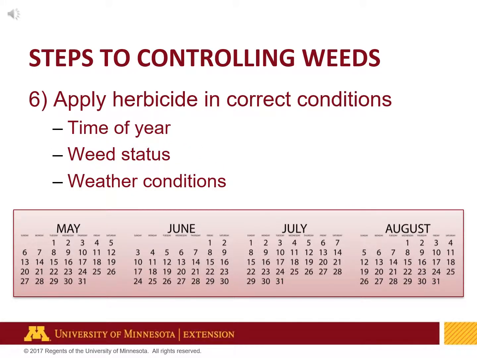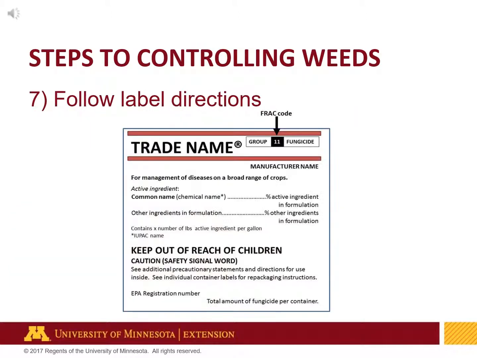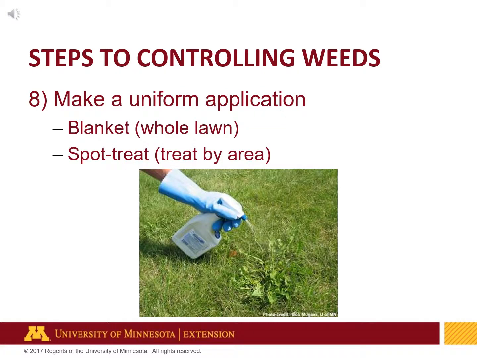When applying an herbicide, consider whether the conditions for applying the herbicide are appropriate, including the time of year, at what life stage the weed is at, and the local weather conditions. Provided the conditions are met for you to apply an herbicide, be sure to follow the herbicide label's directions. It's the law. When you apply the herbicide, you will want to make a uniform application to the site, whether it be via a blanket application, which means treating the whole lawn, or a spot treat application.